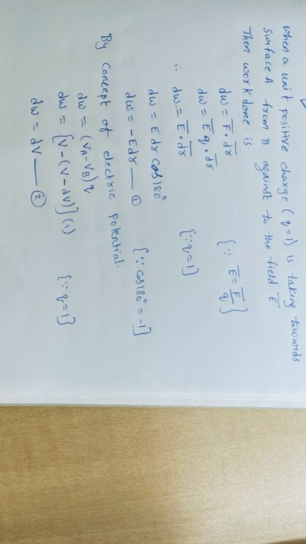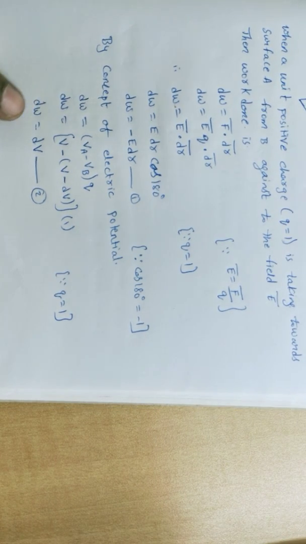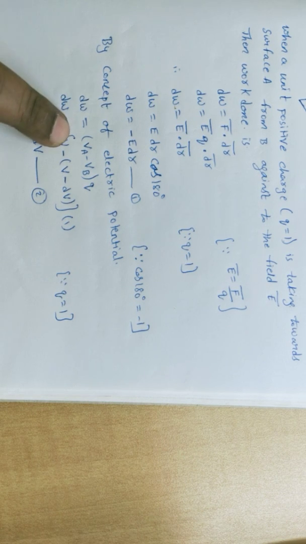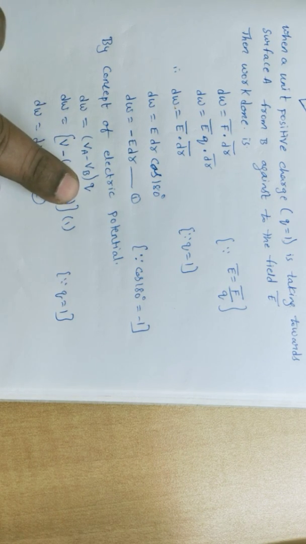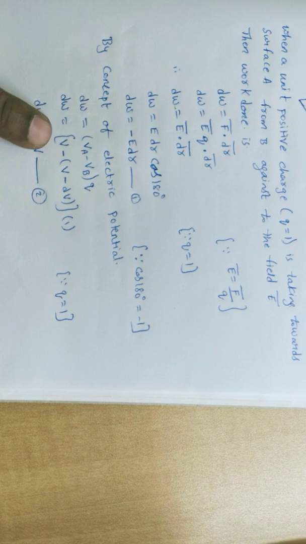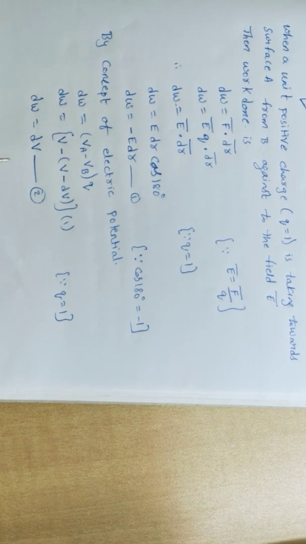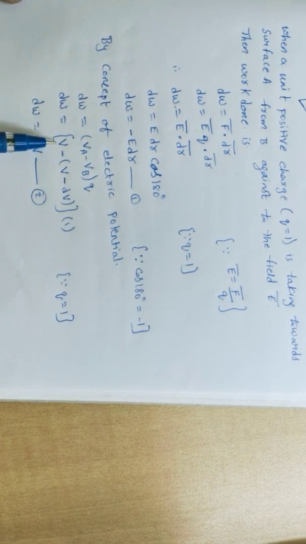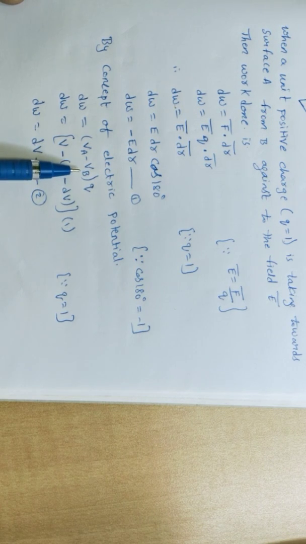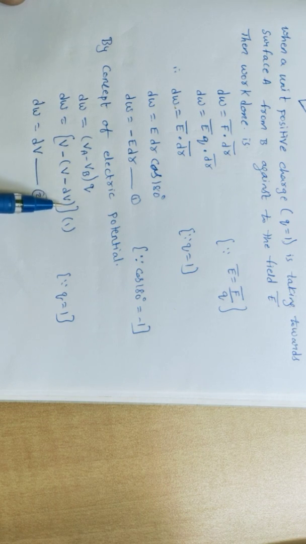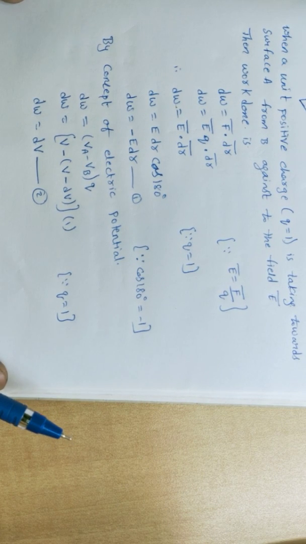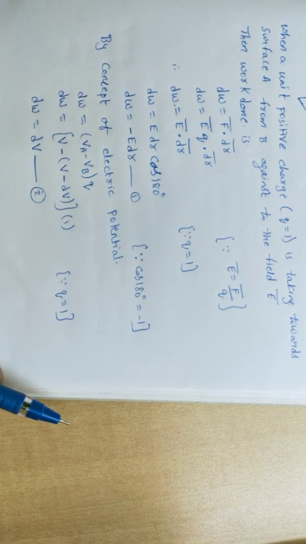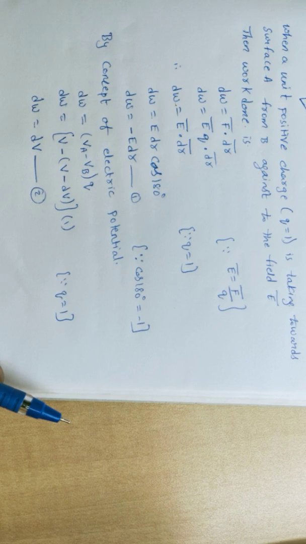Remembering the electric potential concept, we know dW is equal to VA minus VB, into Q. So here dW is equal to, on surface A the potential is V, and on equipotential surface B the potential is V minus dV. We have already taken Q equal to 1. On simplification we get dW is equal to dV. That is equation 2.